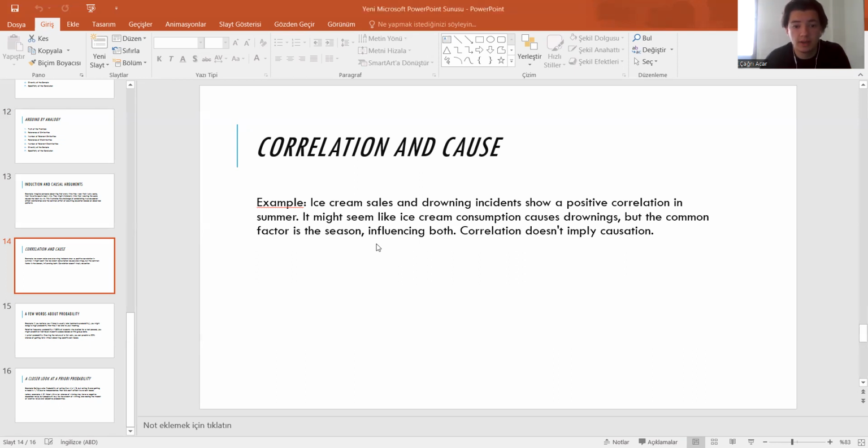And there's another example on the screen. Ice cream sales and drowning incidents show a positive correlation in summer. It might seem like ice cream consumption causes drownings, but the common factor is the season influencing both. Correlation doesn't imply causation.